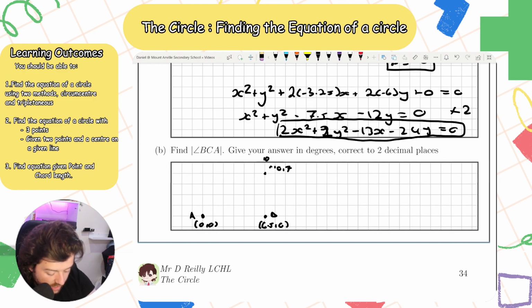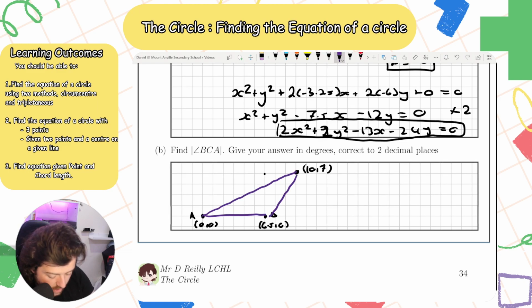Right, so this is my triangle here. I am looking for BCA, this angle here. Well, I know the length of this side: I'm going from 0 up to 6.5, so that's equal to 6.5.